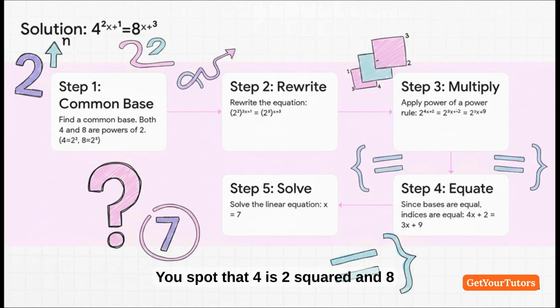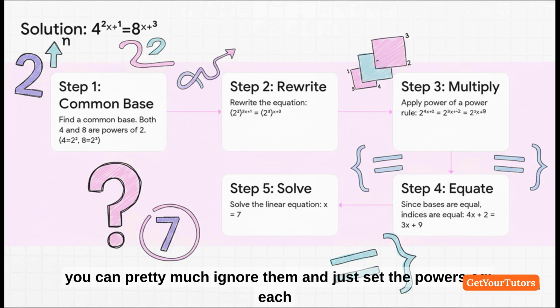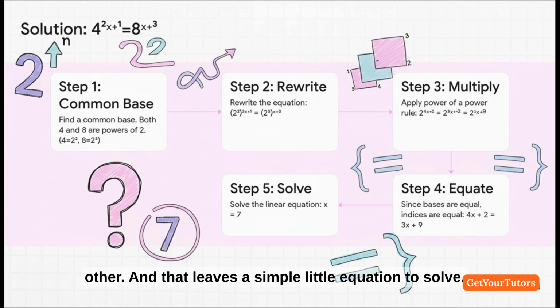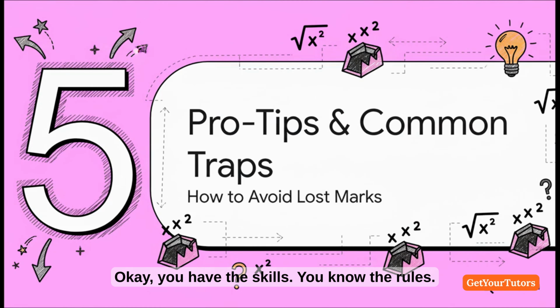You spot that 4 is 2 squared and 8 is 2 cubed. Perfect. Rewrite the whole equation using base 2. And once you have the same base on both sides, boom, you can pretty much ignore them and just set the powers equal to each other. And that leaves a simple little equation to solve. x equals 7. Brilliant. Okay, you have the skills, you know the rules.